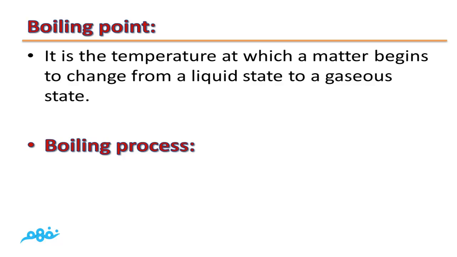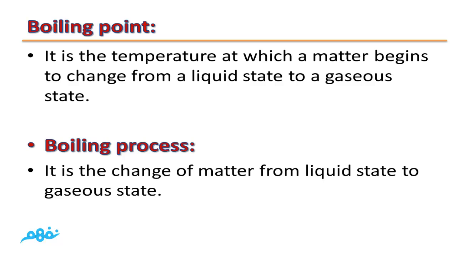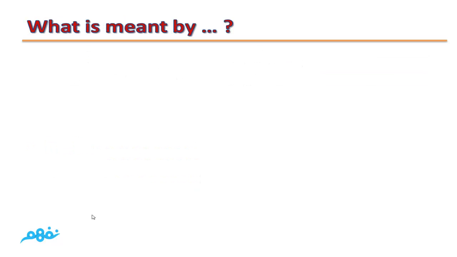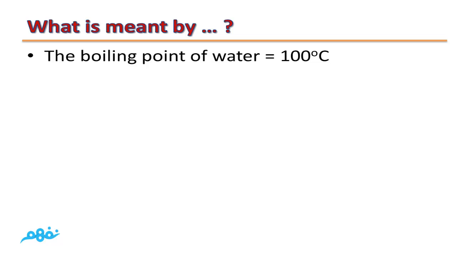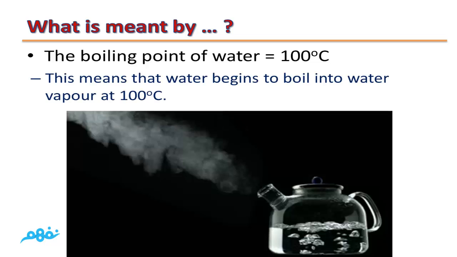Boiling process. It is the change of matter from liquid state to gaseous state. What's meant by the boiling point of water is 100 degrees Celsius? This means that water begins to boil into water vapor at 100 degrees Celsius. Water, which is the liquid state, water vapor, which is the gaseous state, and this is the boiling point.